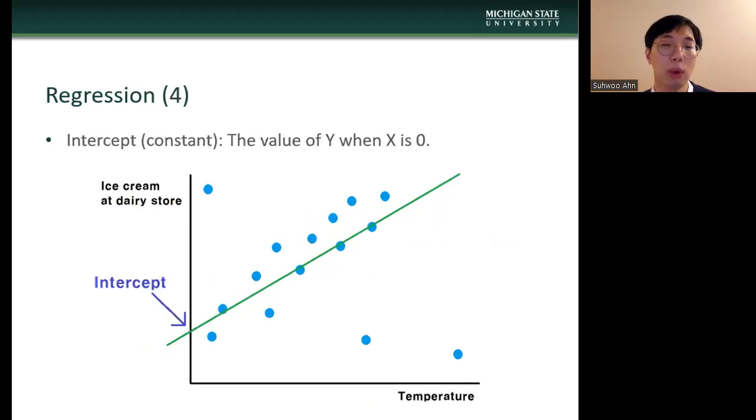And at the same time, in the regression, we can see the intercept or constant, which means the value of y when x is 0. The intercept of the linear regression represents the value of one variable, like eating ice cream, when the value of the other, temperature, is 0. Like if the temperature is 0, on average, how many people buy ice creams at the MSU Dairy store? That's what the intercept means.